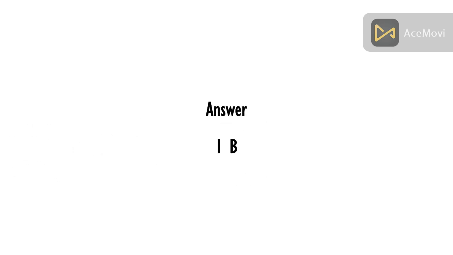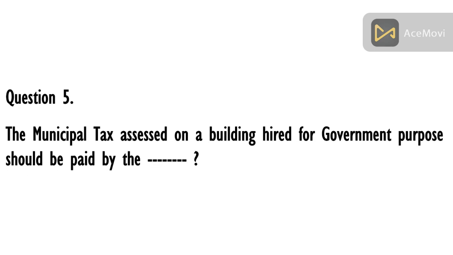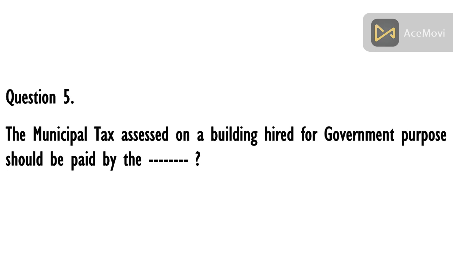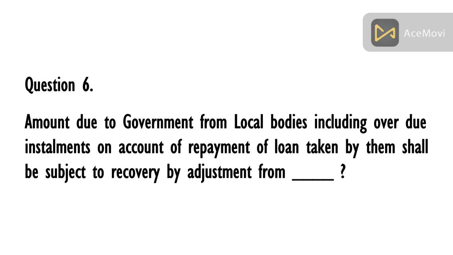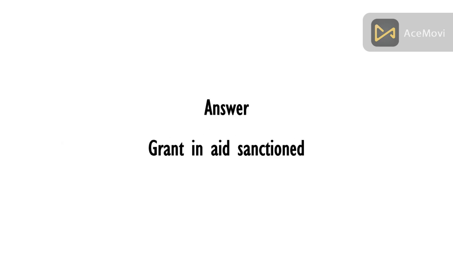Answer 1B. Question 5. The municipal tax assessed on a building hired for government purpose should be paid by whom? Answer owner. Question 6. Amount due to government from local bodies, including overdue installments on account of repayment of loan taken by them, shall be subject to recovery by adjustment in which from? Answer grant in aid sanctioned.